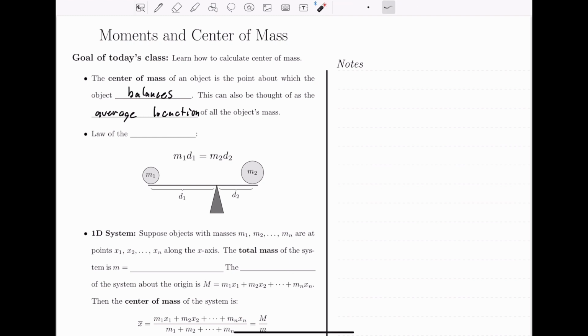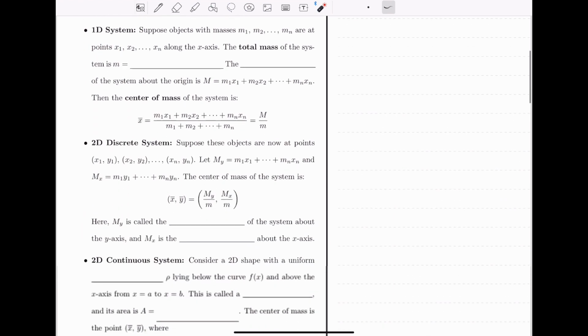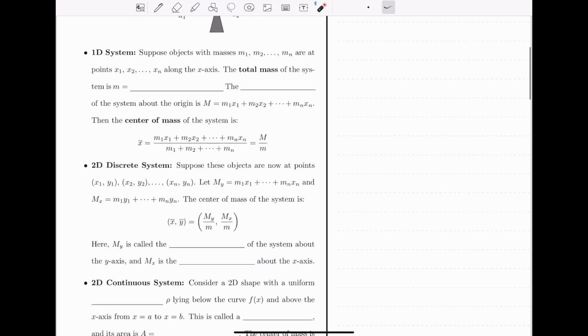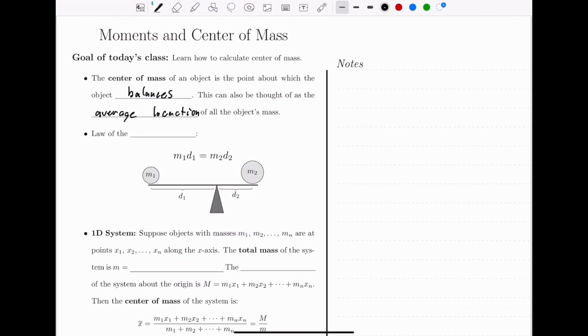First of all, we're going to think of a one-dimensional system, just with several points distributed along the x-axis. Then we'll think of a discrete two-dimensional system, where we have points in the two-dimensional plane. And finally, we will consider a two-dimensional continuous system, which is called a lamina. So let's start by thinking of a one-dimensional system. And to set this up, let's look at something called the law of the lever.